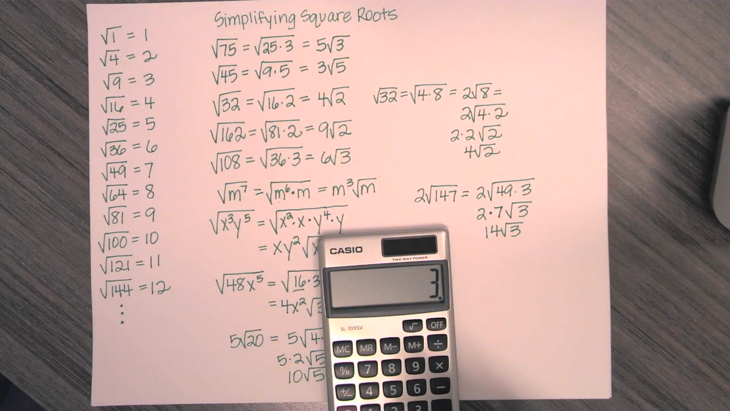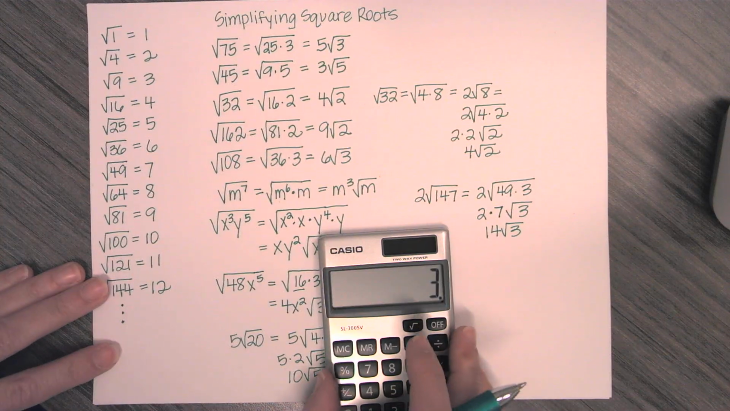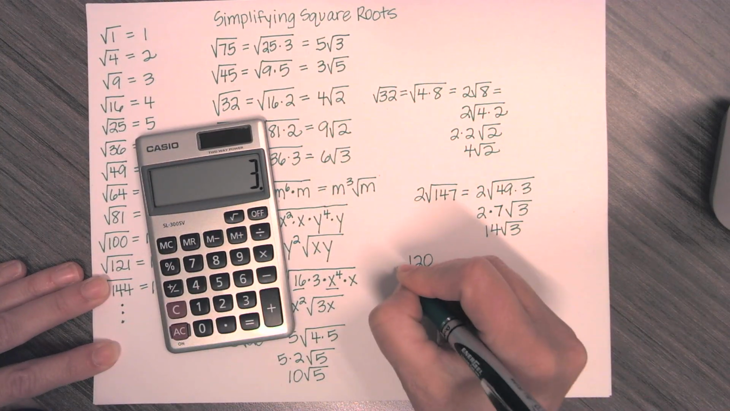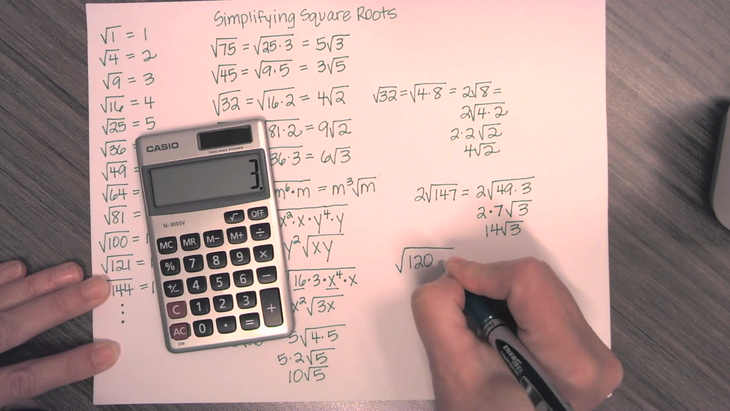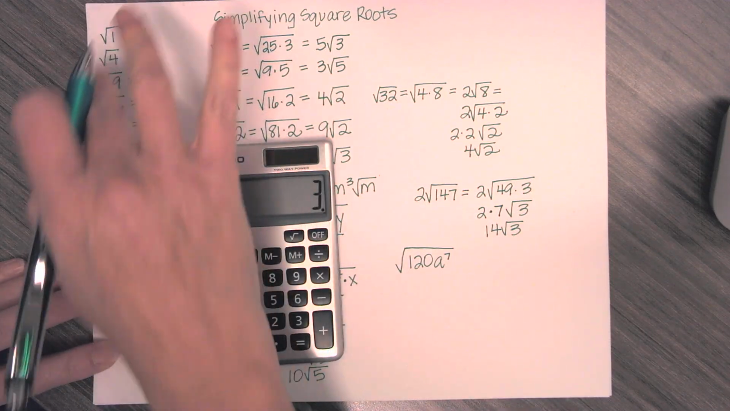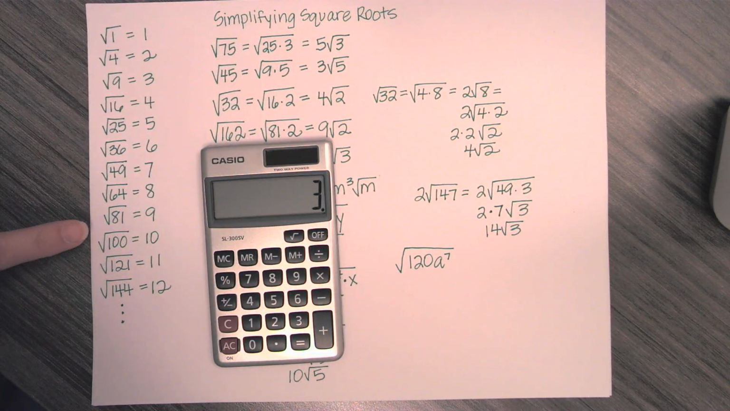All right, let's try one with a little bit of a bigger number. How about 120, the square root of 120, a to the 7th. All right, so 120, we're looking over here. We're looking for the biggest perfect square that'll go into 120.